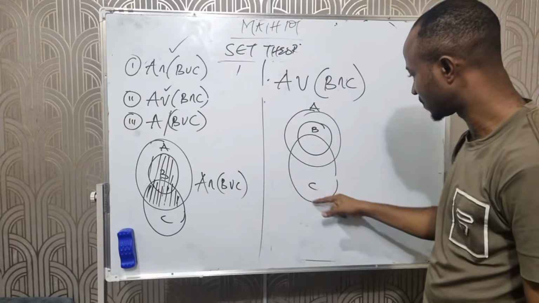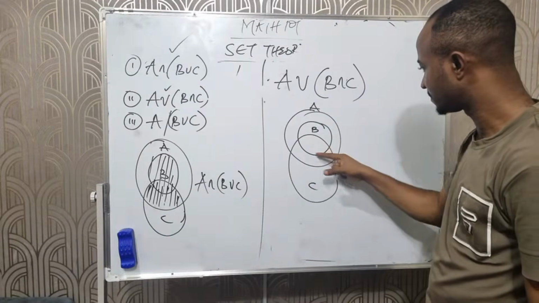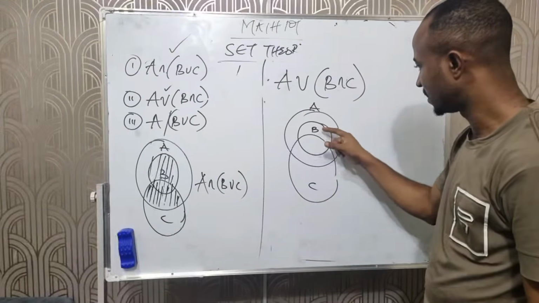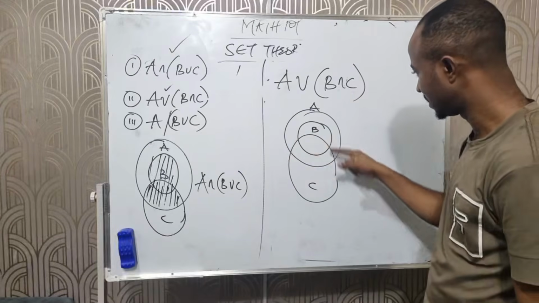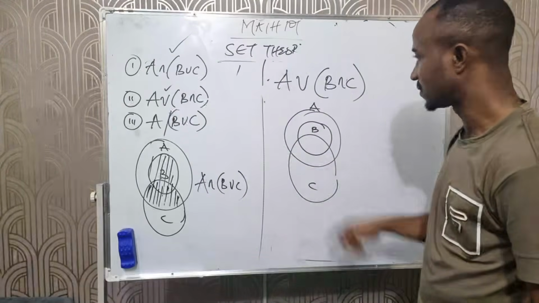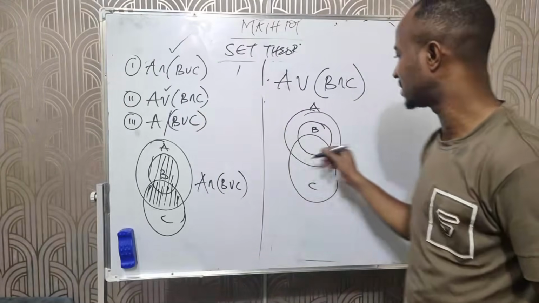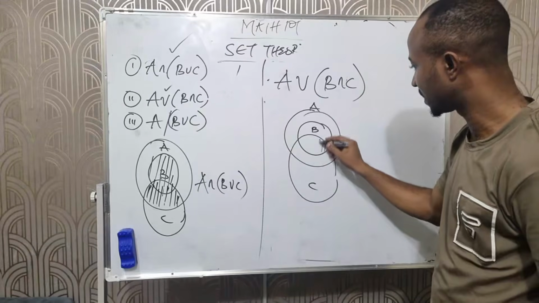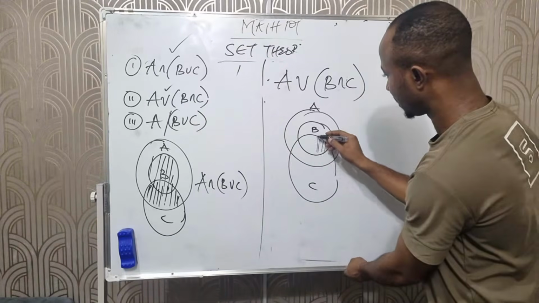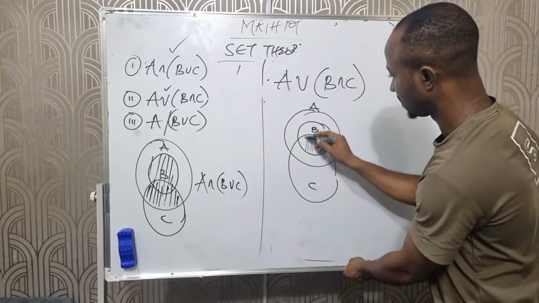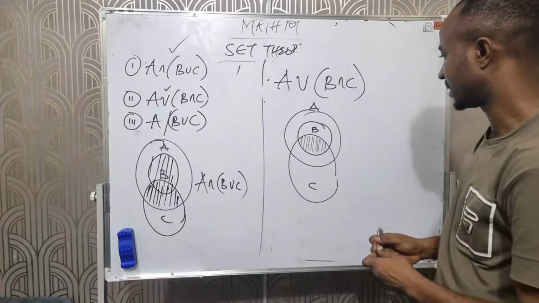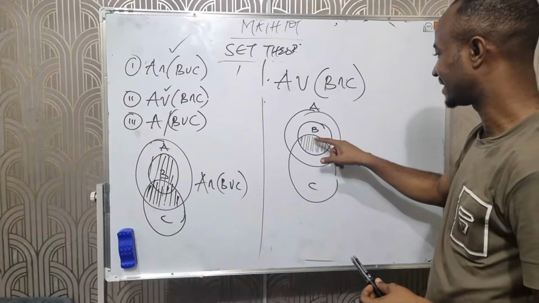This circle here is for C. This is also for C. So we have for C and for B, right? So that means our B intersection C is simply this region here. So the first is to bring out B intersection C, which we have just done, right? This is our B intersection C.